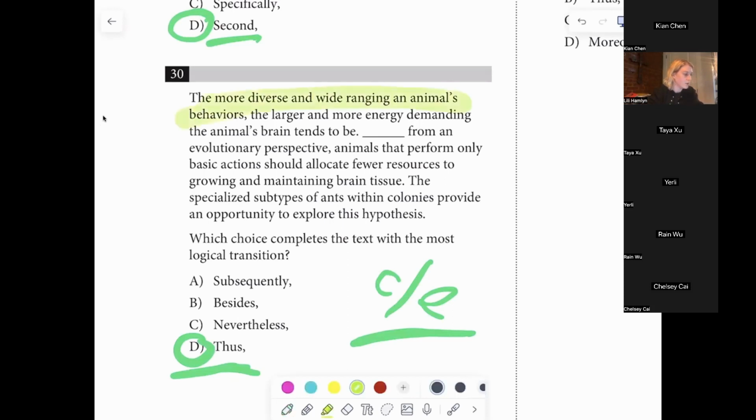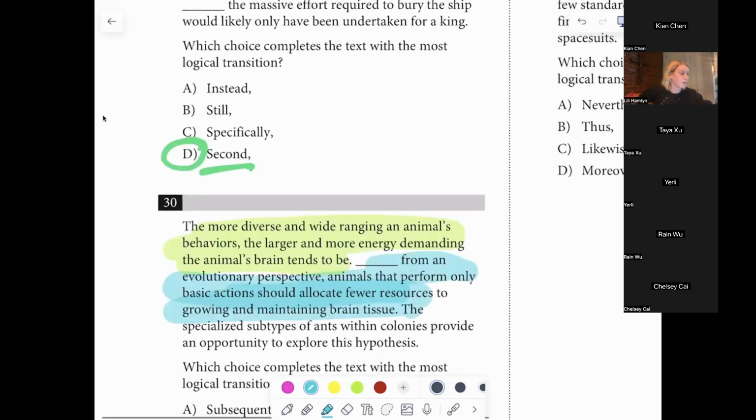The more diverse and wide-ranging an animal's behaviors, the larger its brain tends to be. So it's saying that their brains demand more energy, and because of this, it's like all of this is a result of that statement, right? Animals that perform only basic actions should allocate fewer resources because of this piece of information we've been given about the brain. Does that make sense?